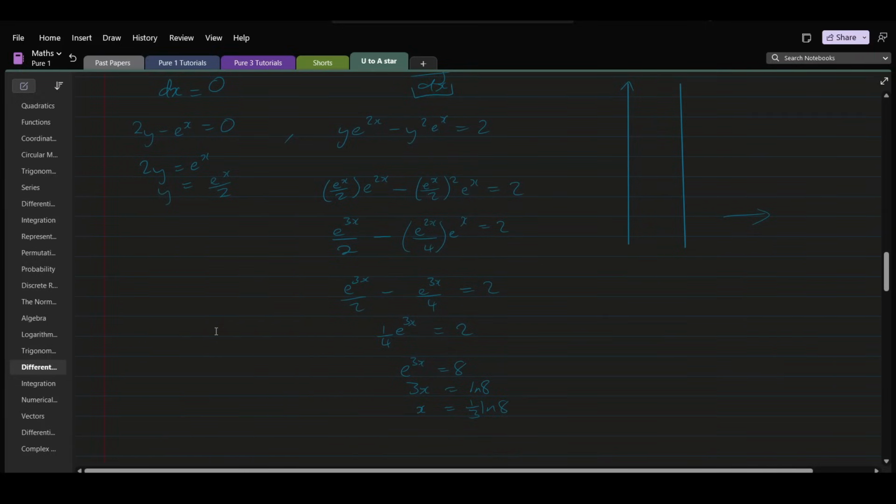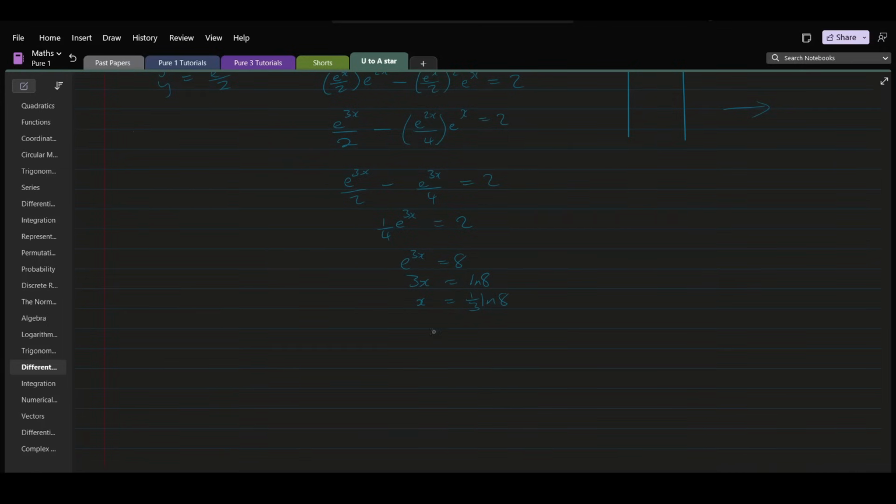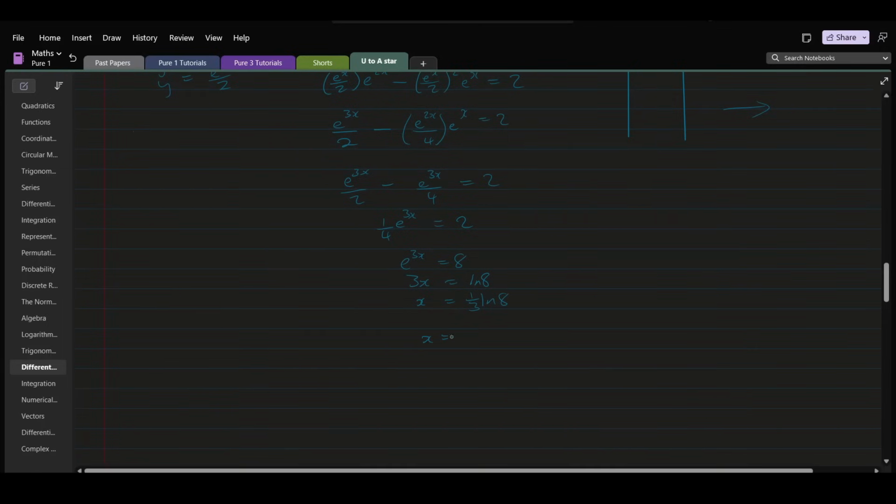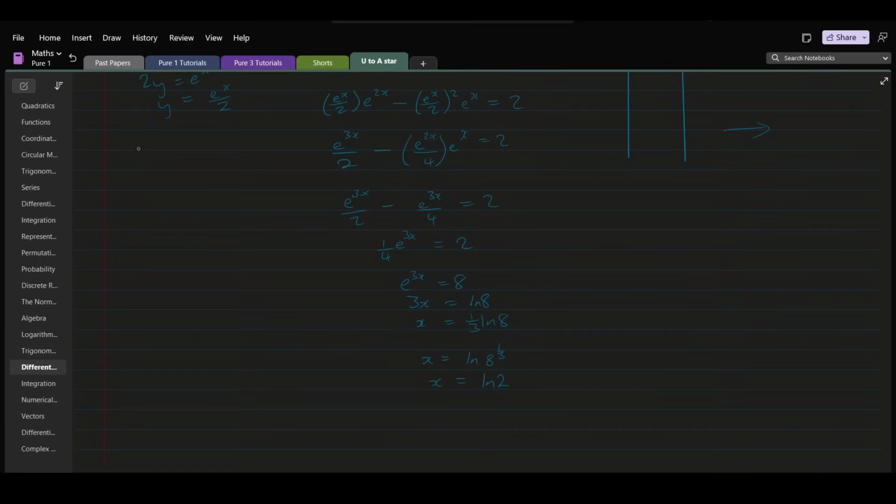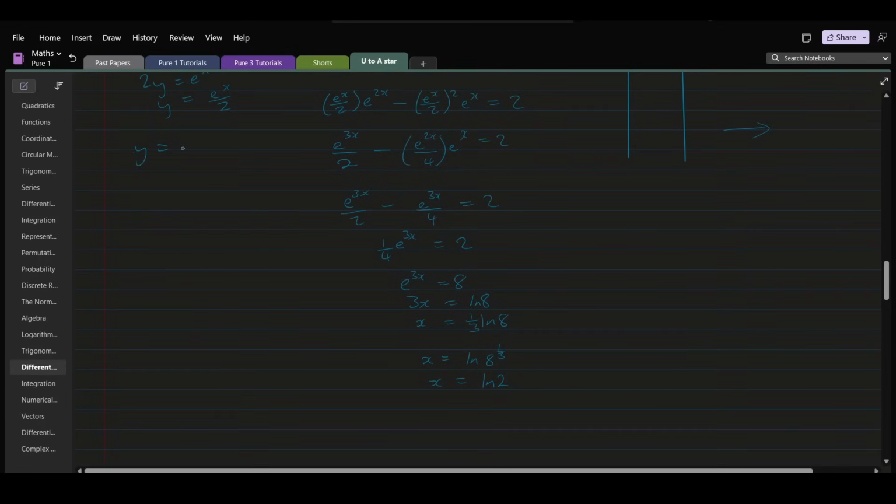And now we have to evaluate y. In fact, let's actually simplify this x further. We can write this as x is equal to ln 8 to the power 1/3, or in other words, the third root of 8. And we know that the third root of 8 is 2, so this is ln 2. Now let's evaluate y. So y is equal to e to the x, which is ln 2, all over 2. So that will cancel out, and you get 2 over 2. So y is equal to 1, and we can conclude that our coordinates are ln 2 and 1, and this would be our final answer.